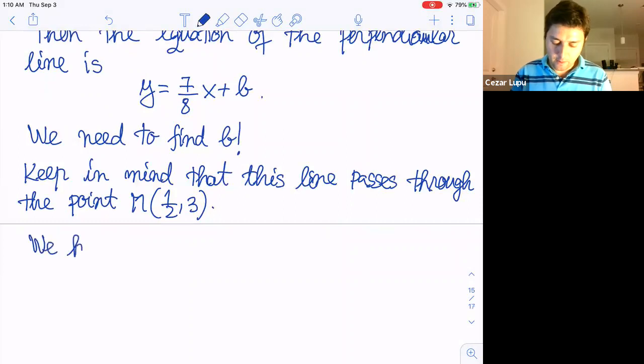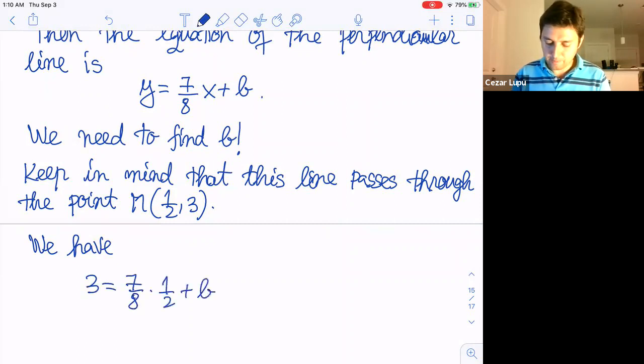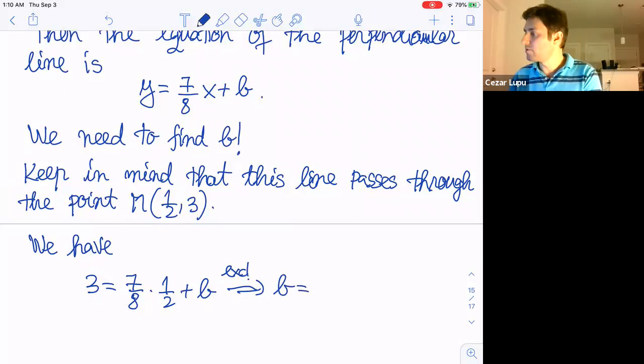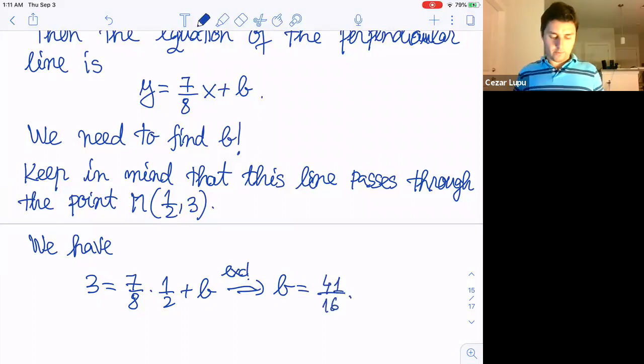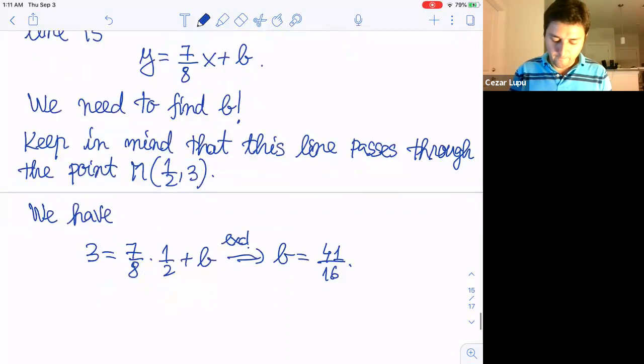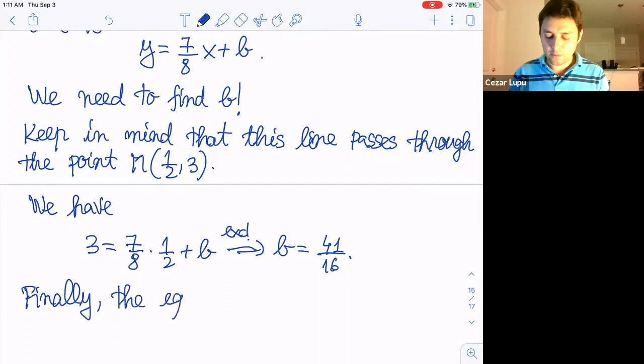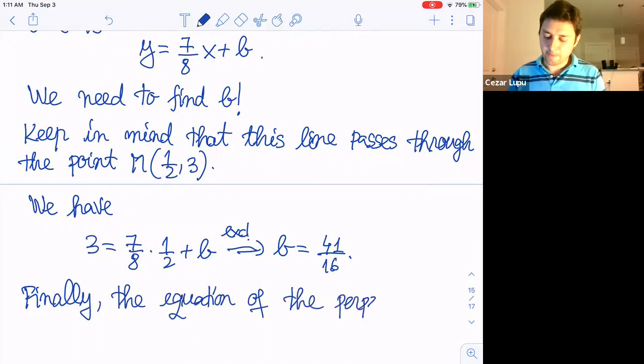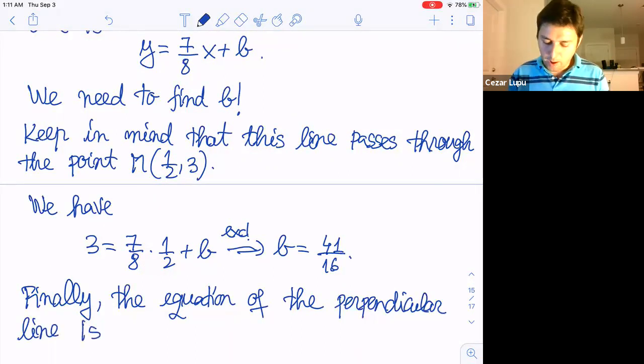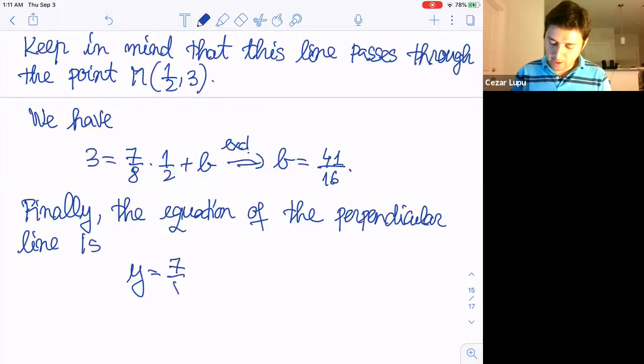So we have that 3 is 7 over 8 times 1 half plus b. And now if you do the computations, and I'll leave it to you as an exercise, it's just basic algebra. According to the notes, b is 41 over 16. Okay, so finally, the equation of the perpendicular line is given by y equals 7 over 8 times x plus 41 over 16.